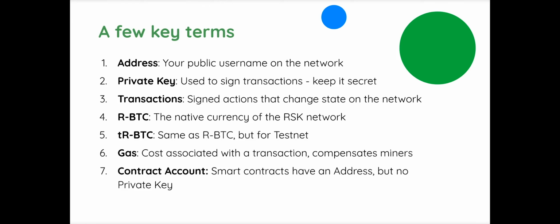So the miners, who are the ones running the nodes that are mining these transactions, incur a cost, either computational cost or storage cost, and they need to be compensated, and that is gas, and the gas is paid for using the native unit of currency, which is, in the case of RSK, RBTC for the mainnet and tRBTC for the testnet. All right.